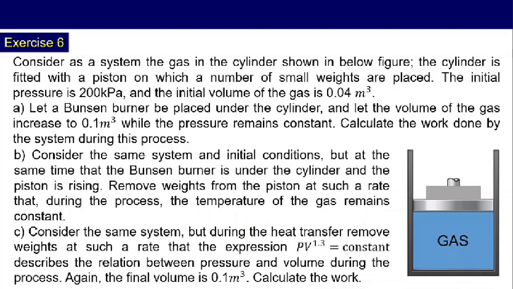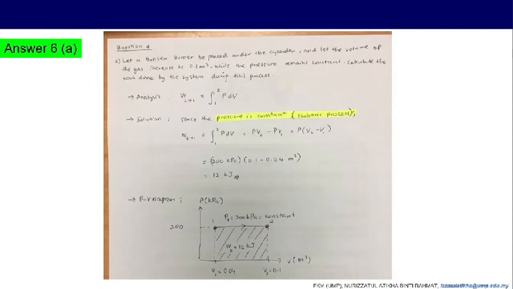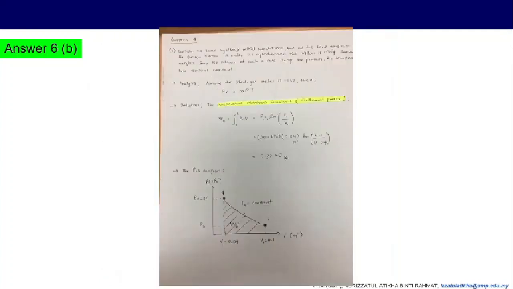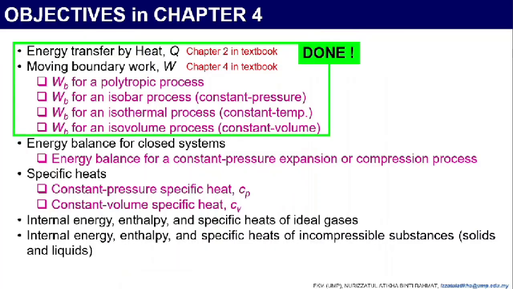And also another question for you guys to do. I won't read it. You can read it by yourself, and you can see my answer sheet that I already provided in the slide. Alright, so now we already finished the first topic of chapter 1, where we learned about energy transfer by heat and also energy transfer by work, and we calculated the moving boundary work for polytropic process, isobaric process, isothermal, and isochoric process.